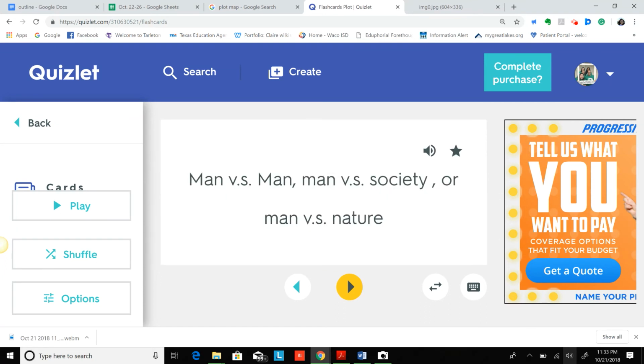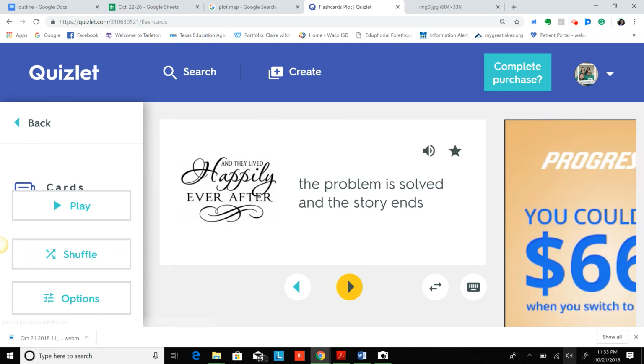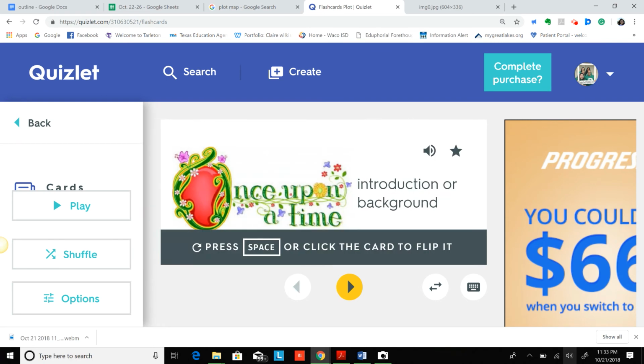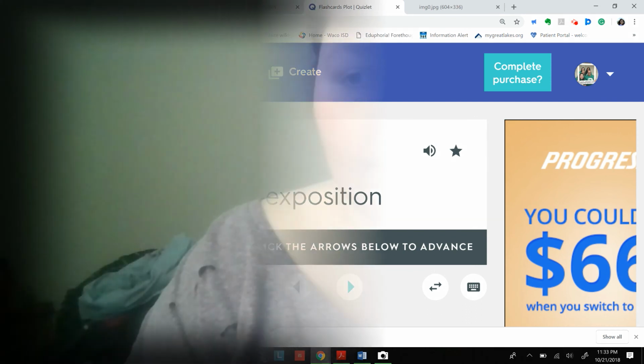This could be having conflict with other people. It says man versus society, so maybe it's a problem with him and the world. Maybe something going on in the world. And also it could be happening with nature. Okay, so those are just a few things I wanted to cover today as you guys are thinking about your story plot, and you're about to make that graphic organizer into your book.